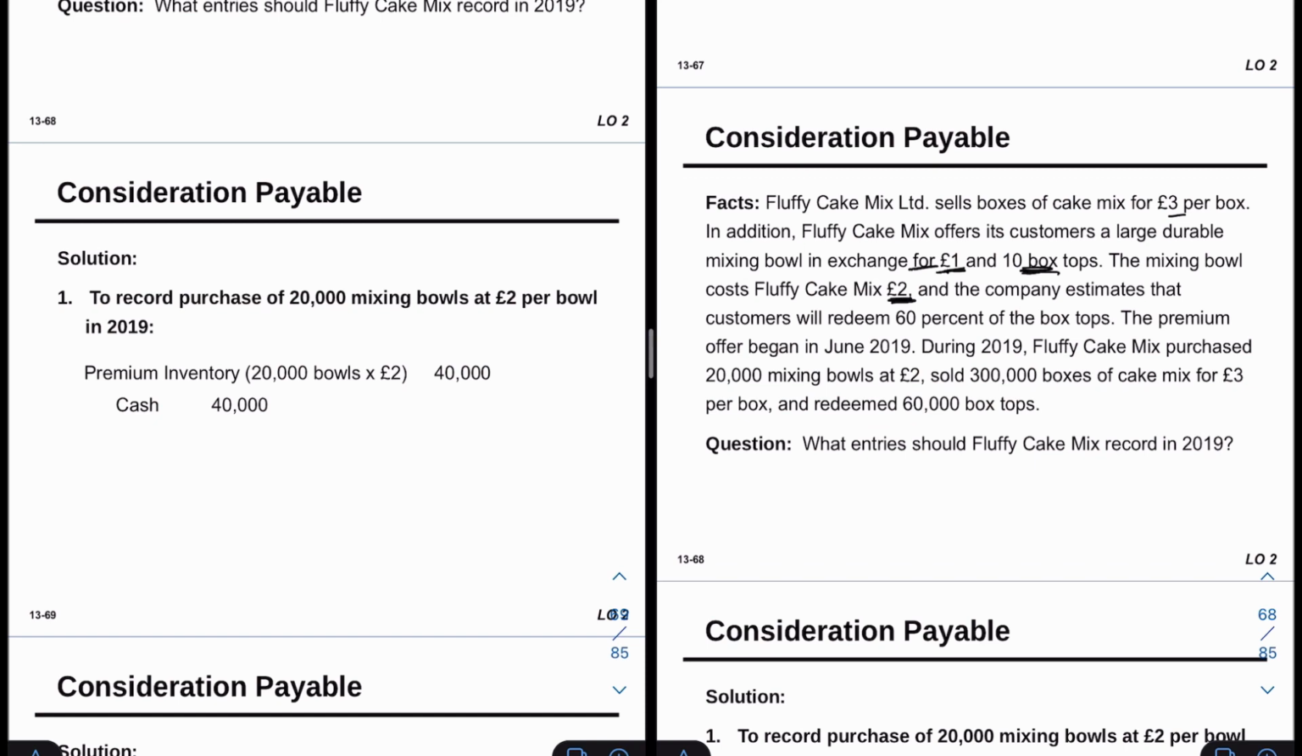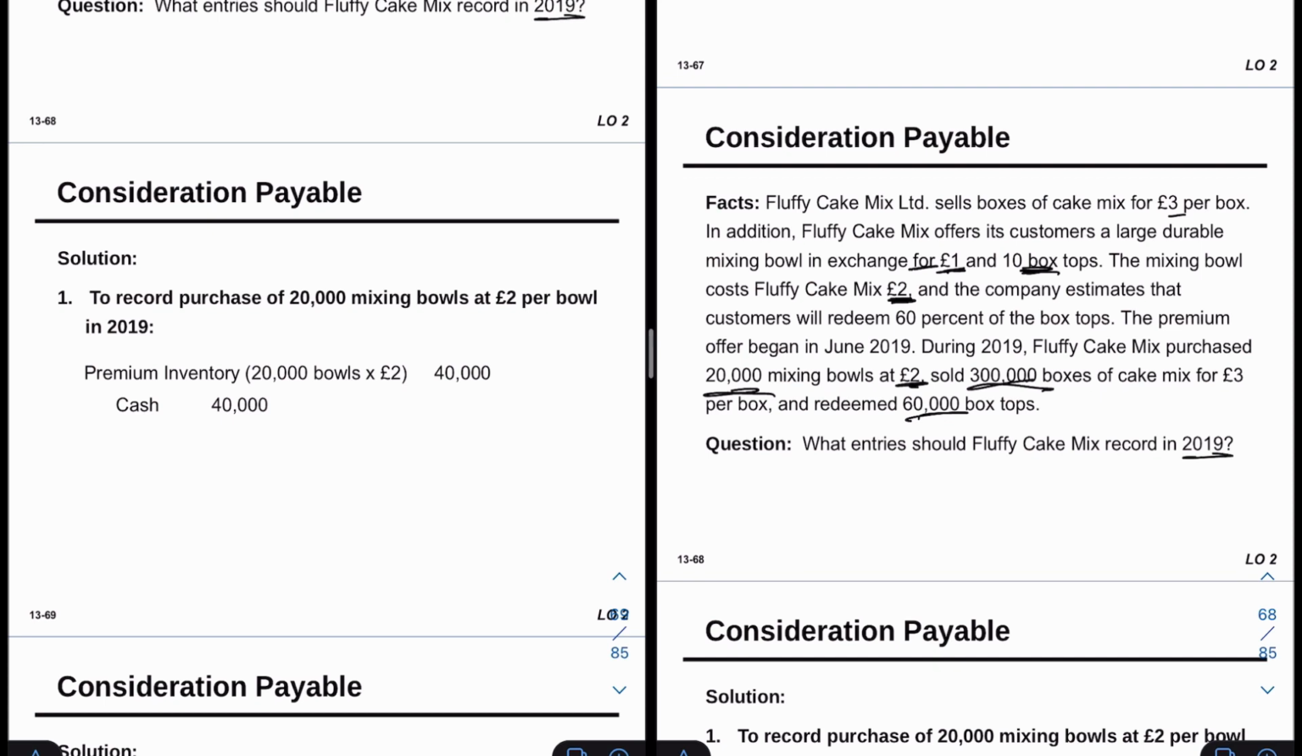And the company estimates that customers will redeem 60% of the box tops. The premium offer begins in June 2019, which is in the middle of the year. During 2019, Fluffy Cake Mix purchased 20,000 mixing bowls at €2, and also sold 300,000 boxes of cake mix for €3 per box, and redeemed 16,000 box tops. So what are the entries for 2019?